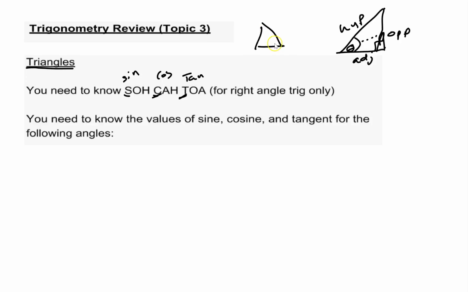If I give you a little triangle here, with sides 4, 5, and 3, and let's say I wanted tan of this angle, I would go, okay, here's my angle, here's opposite, here's adjacent, and tan is TOA, opposite over adjacent, so 4 over 3.